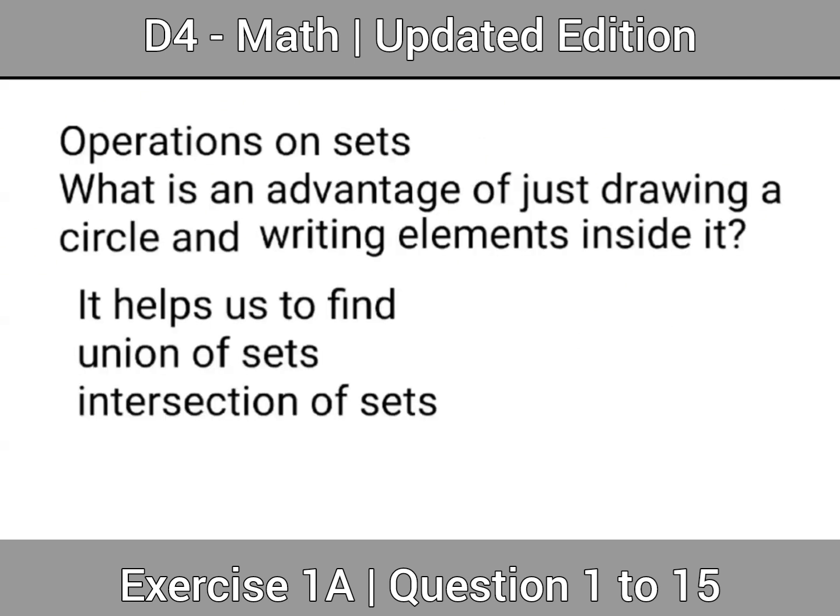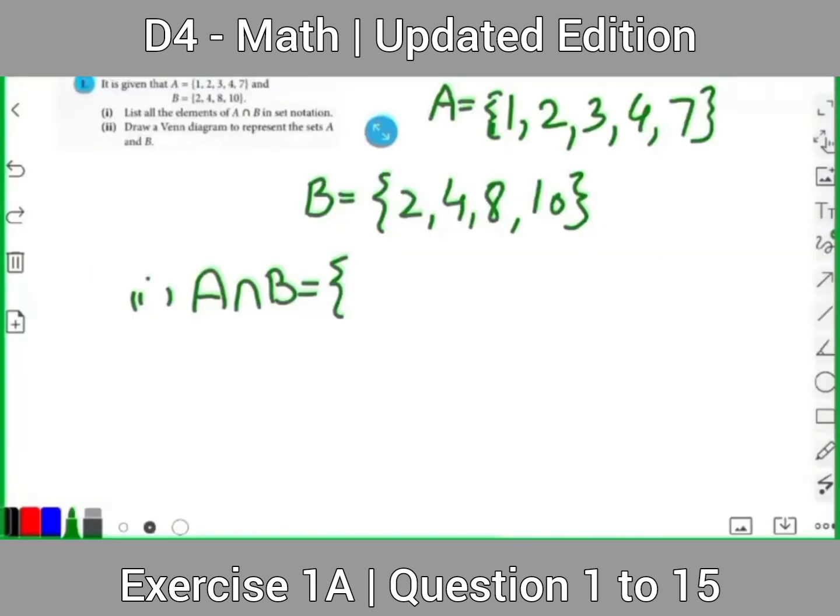The next topic that we are going to discuss is operations on sets. What is an advantage of just drawing a circle and writing elements inside it? It helps us to find out the union of sets and intersection of sets. The sets A and B are given in the question. So the set A is equal to {1, 2, 3, 4, 7}, and B is equal to {2, 4, 8, 10}. And now we have to list all the elements of A intersection B in set notation. And what was the definition of intersection of two sets?